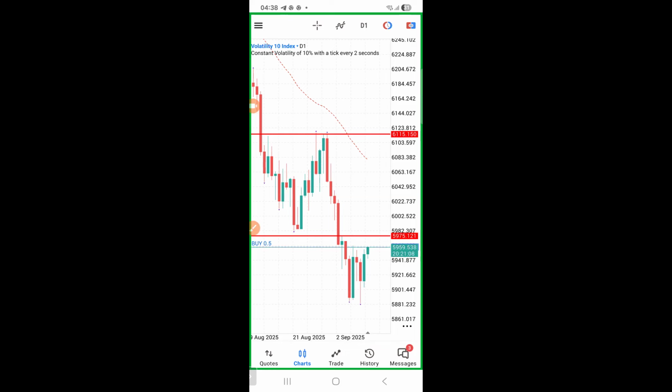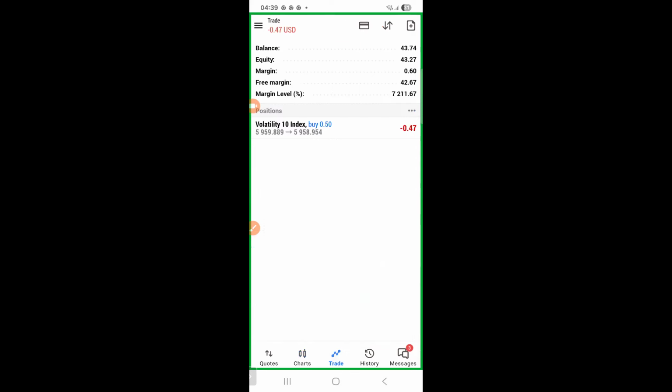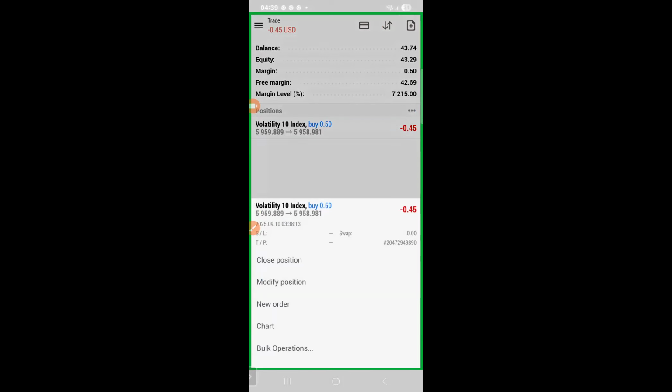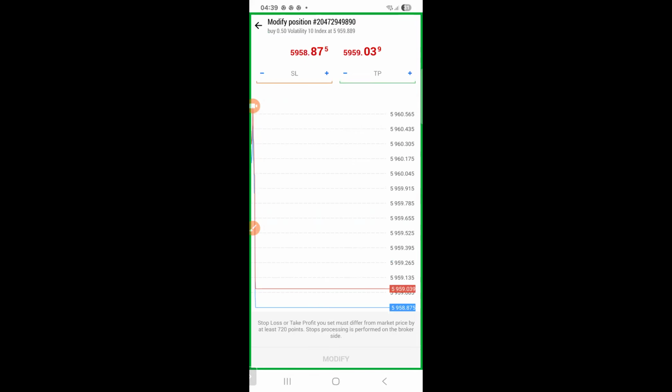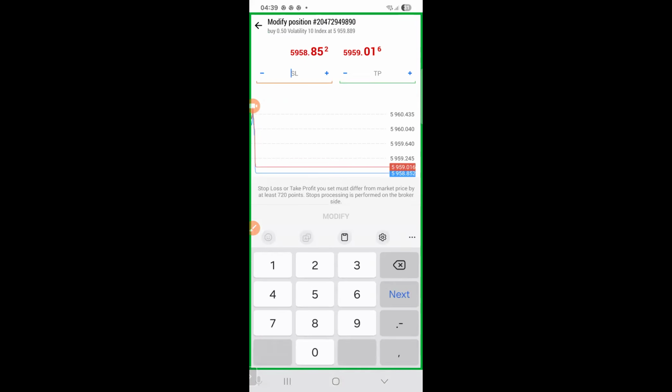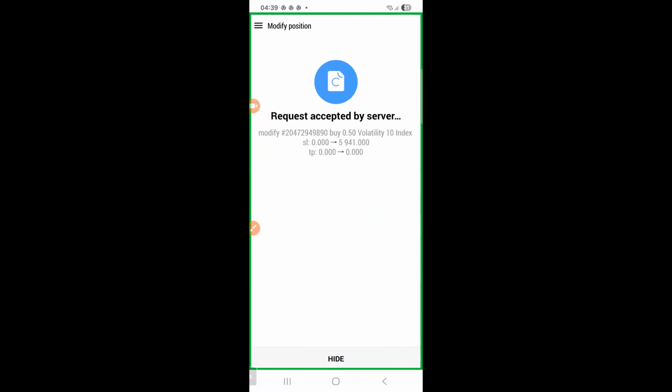So where should I put my stop loss? Perhaps I can put my stop loss here. Look at it. Under this point, under the weekly candle. That is 5941. Now let's go. So I press 5941 as my stop loss.